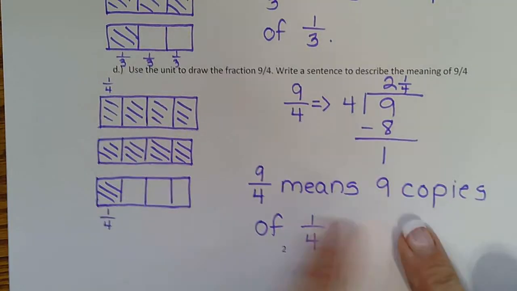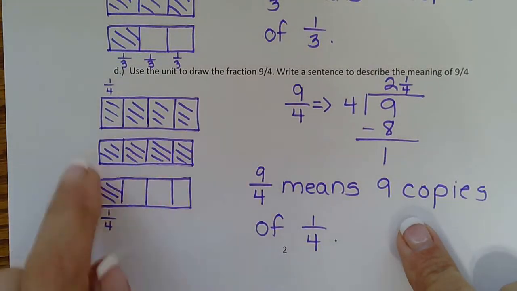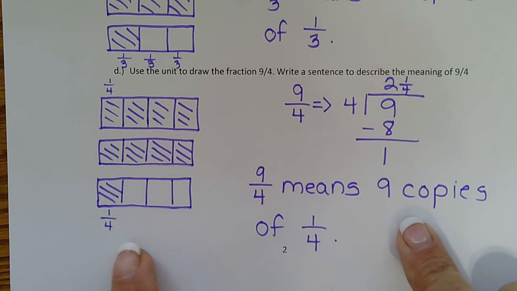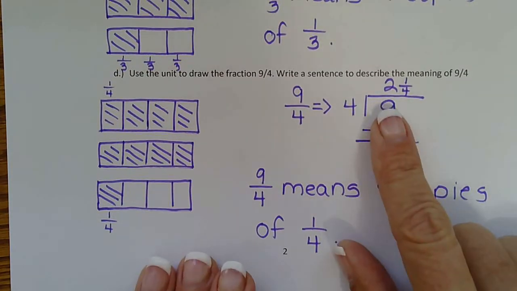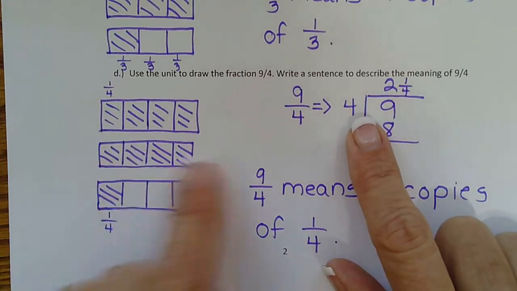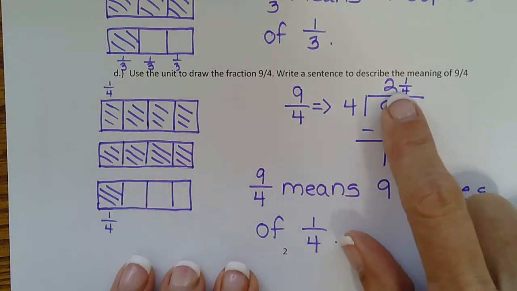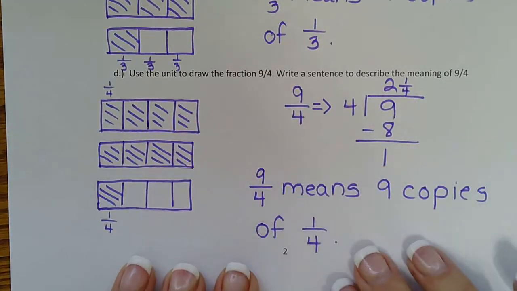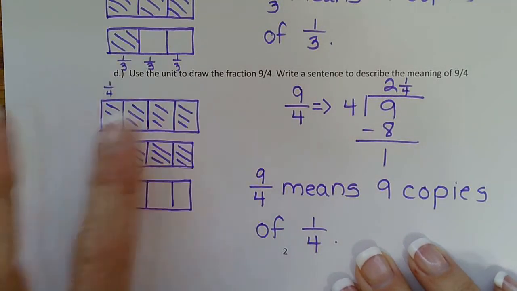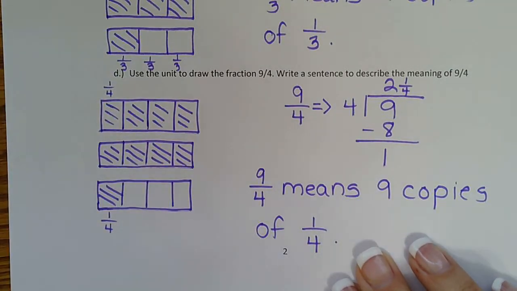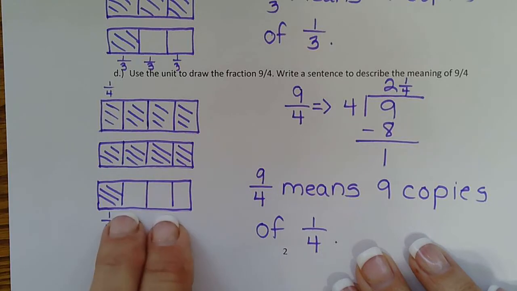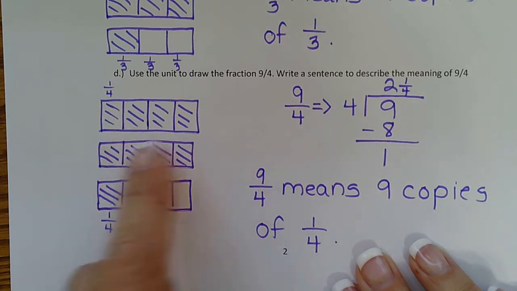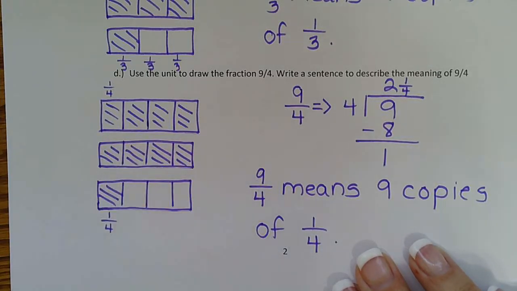9/4 means 9 copies. See my 9 copies of 1/4. And again, you might want to do this at the beginning so you know how many rectangles to make. Since it's over 2, that's why I made 3 rectangles, but they all have to be divided equally. They can't be divided differently. So they're all divided into fourths. And then I shaded in 9 copies of 1/4 because each box represents a fourth.